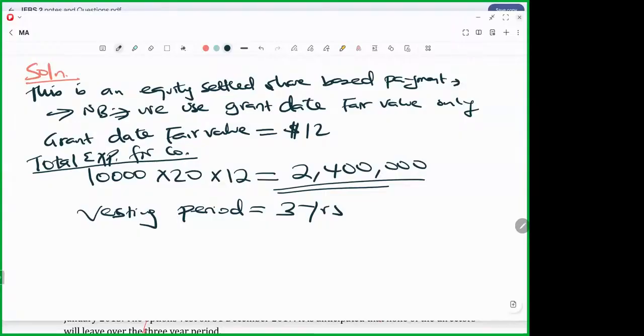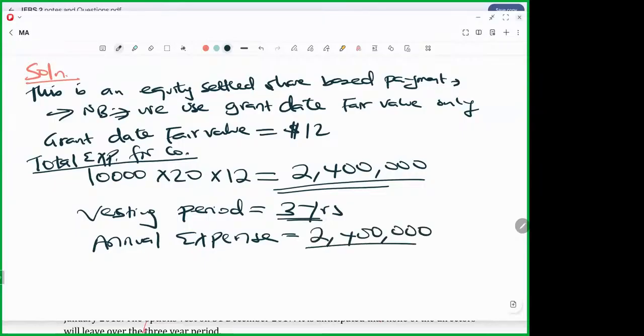So we have been able to get total expense, but for accounting purposes, we normally talk about annual expense. So go ahead and give me annual expense. Remember, this is total expense for the company over the entire vesting period. So per year it will be 2.4 million divided by 3, which will end up giving me what figure? Sylvia, thank you so much, 800,000. I love all equity settled questions because they are very easy to handle. With this, you have finished everything.